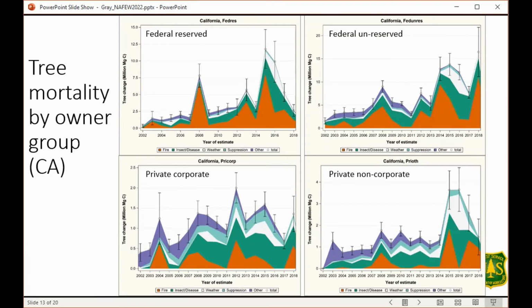Interestingly, the insect and disease effects are higher on the unprotected lands, the federal unprotected lands and the Federal Reserve, which tend to be at higher elevations. And so they weren't affected by the drought quite as much as the unprotected lands. The private corporate lands tend to have a lot less mortality because there's active harvesting going on on those lands. But suppression tends to be a much bigger part of the mortality picture than in other ones.